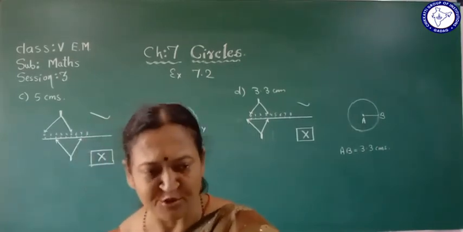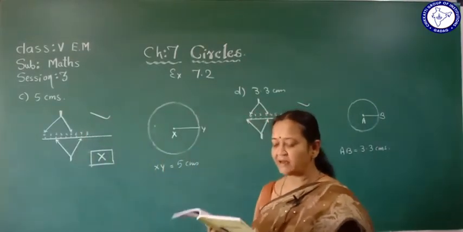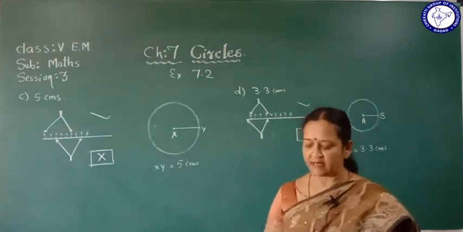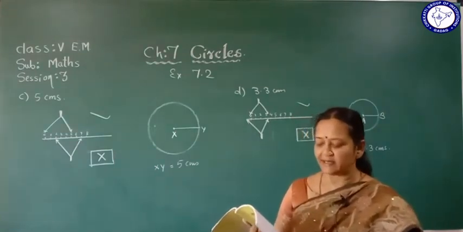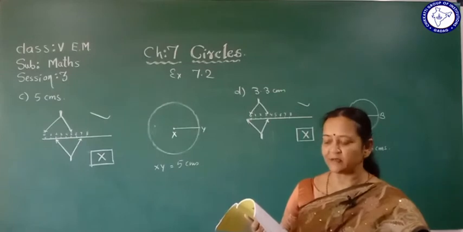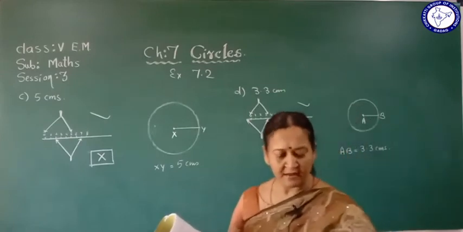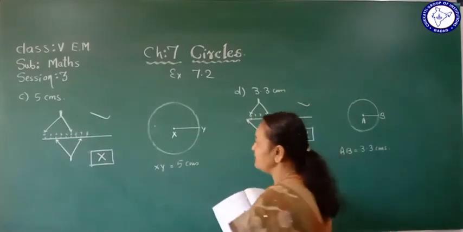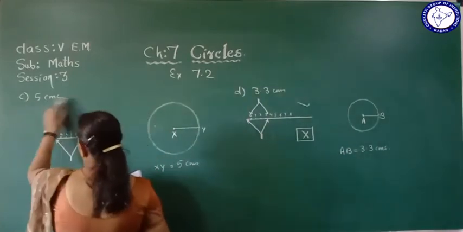Then let me go to the third main question. Here the third main question says, mark a point O, with O as a center, draw circles with radii 2 centimeter, 3 centimeter, 4 centimeter, 5 centimeter and 6 centimeter. So let me name them A, B, C, D, E.